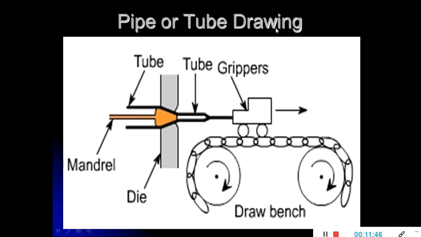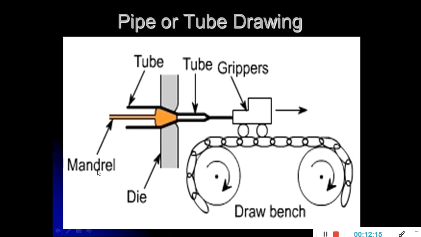Now coming to the next one, it is pipe or tube drawing. The pipe or tube is nothing but a hollow workpiece. Here it consists of a draw bench. The draw bench consists of two wheels connected with the help of a chain drive, in which the grippers are going to be used. The grippers are mounted on this open chain drive.